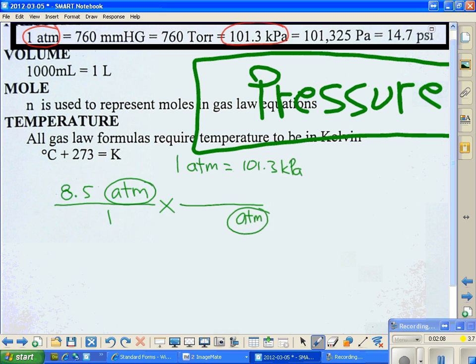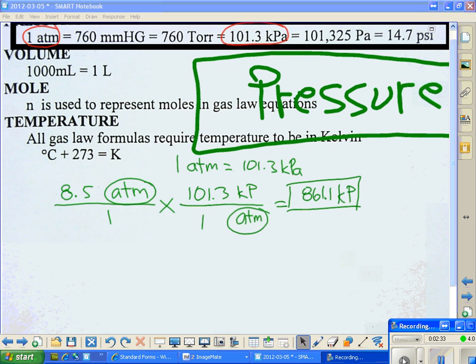What side of the equation is ATMs on? Left side. And what's the number with ATM on the left side? 1. That's how you know. Now this guy is a multiply, isn't it? So I have 101.3 kilopascals, and we're going to get a number here.